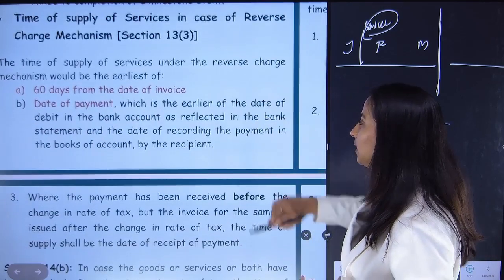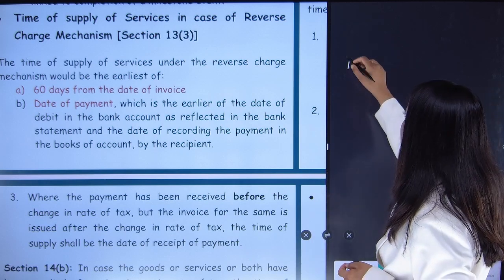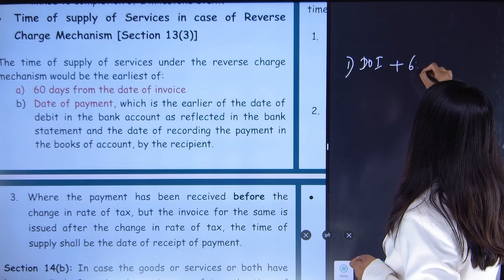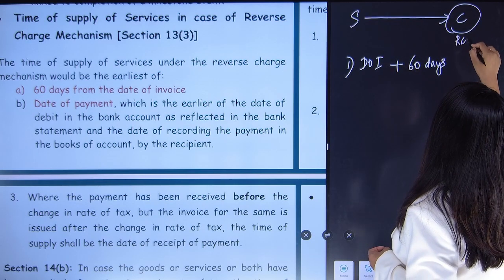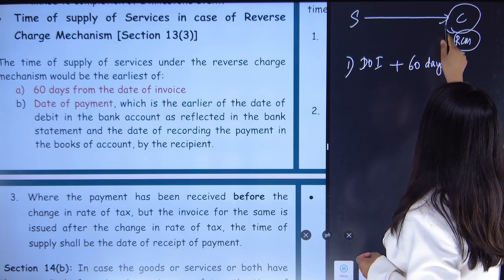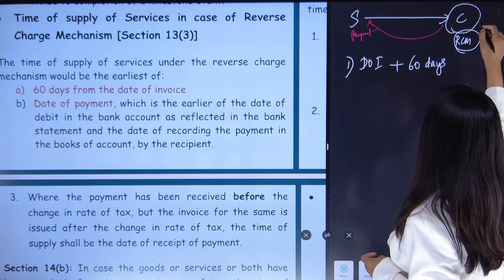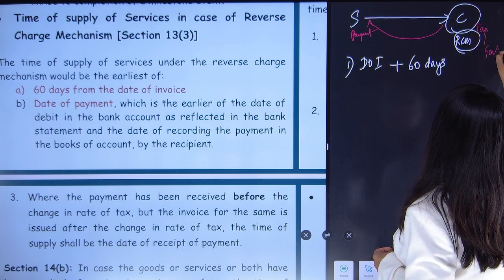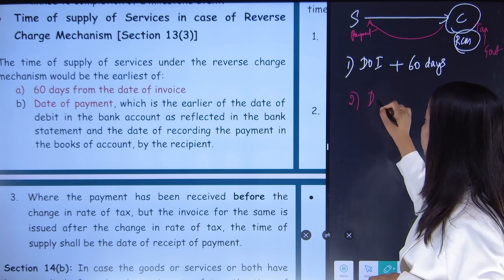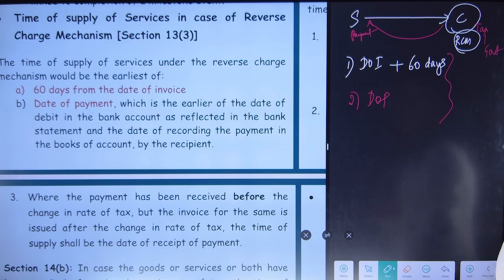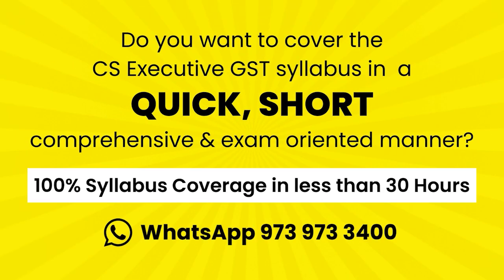Clear? Okay. Now coming to RCM for services. So first it will be date of invoice plus 60 days. Now I told you this is supplier, this is customer. Customer will pay GST. This is RCM. Customer will make payment to the supplier, but the tax he will make payment to the government. Clear? So first condition is 60 days from date of invoice. Second is date of payment. So earlier of these two will be the time of supply for services. Okay. Next.